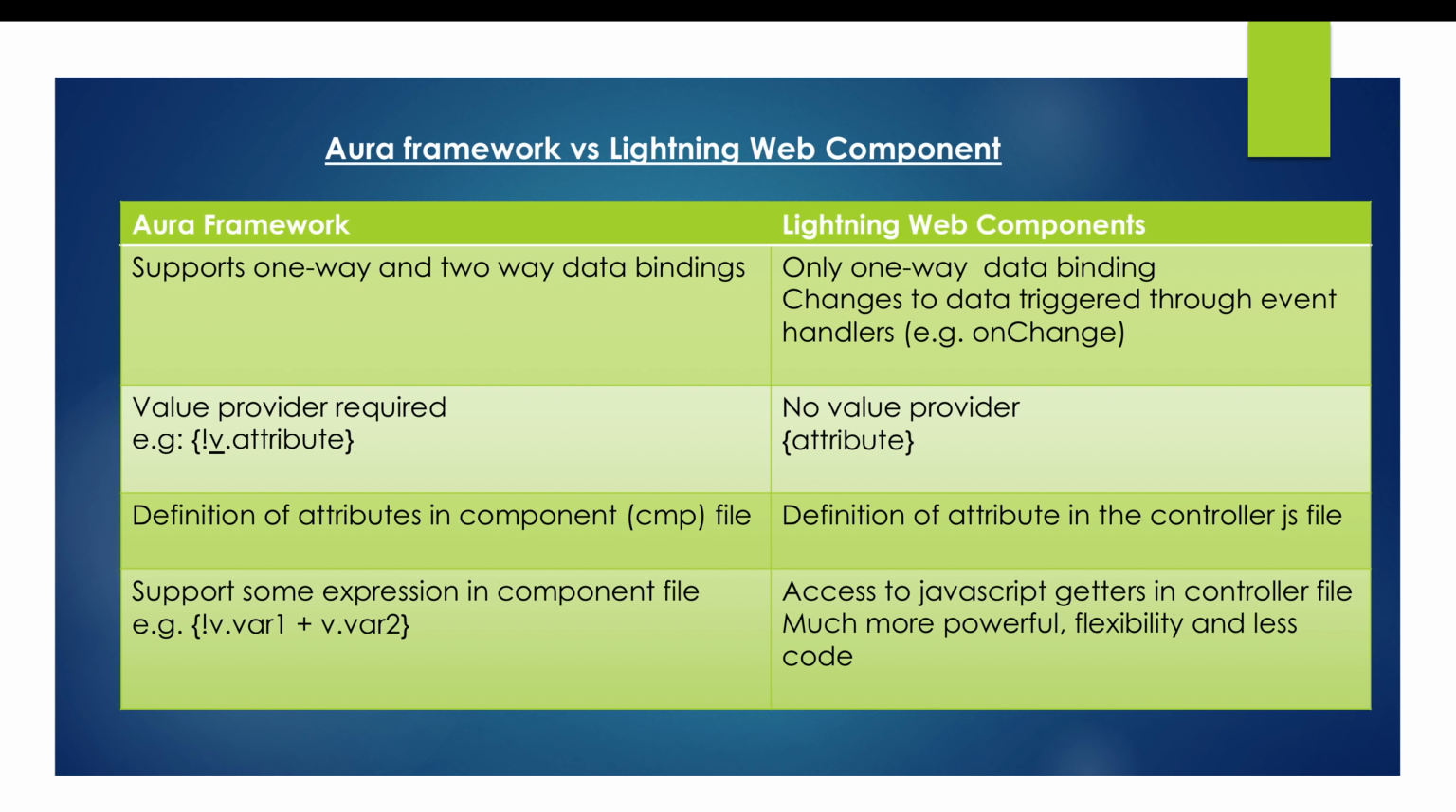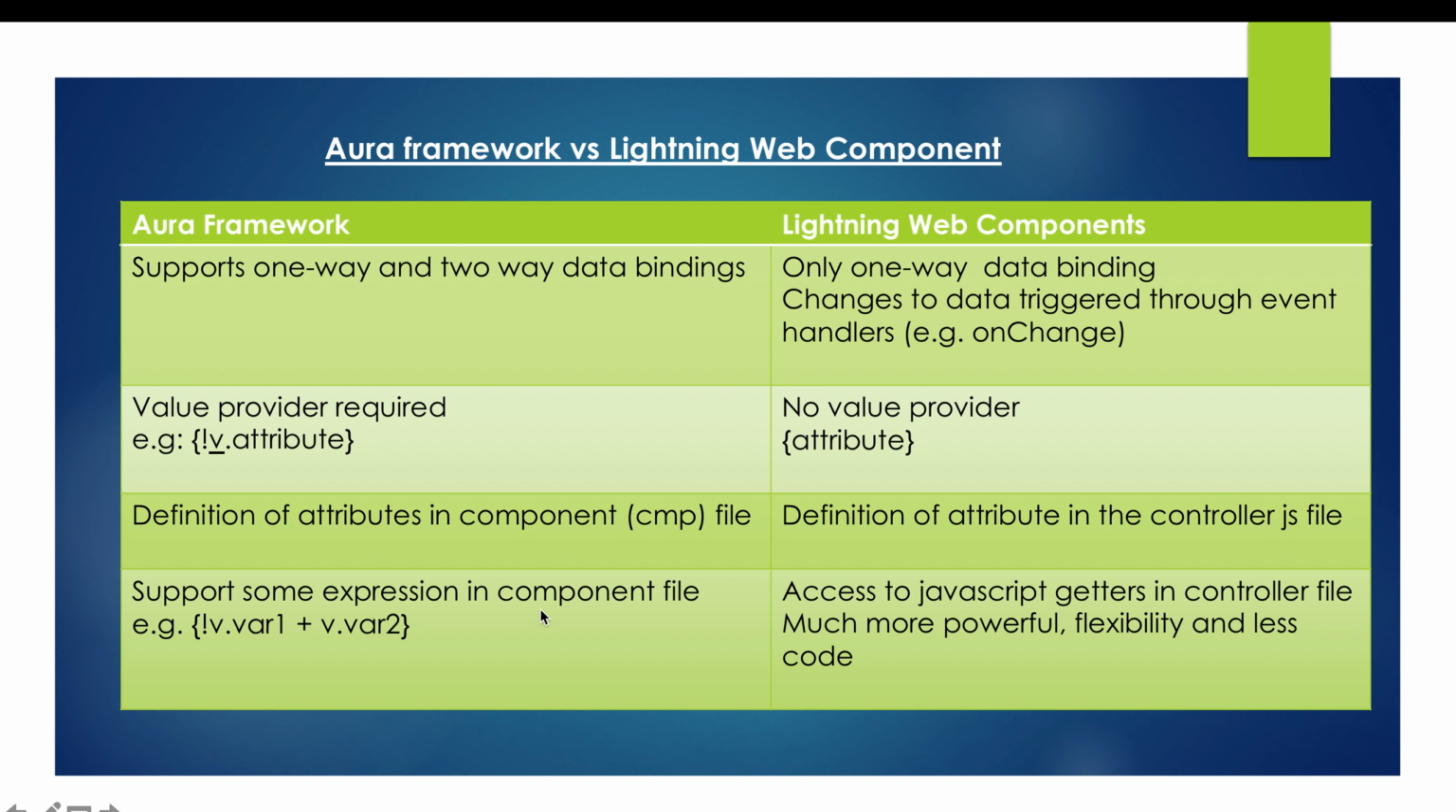Then if you talk about value provider required, we do not define any attribute in our component markup file. All of them go into the controller file. So that's why we do not require a value provider. Whatever attribute is defined in a controller, we directly reference it in the curly braces. We do not require exclamation mark or hash or v dot or something. Then definition of attributes is in the component file in Aura, whereas in Lightning Web Components, definition of attributes is in the controller.js file.